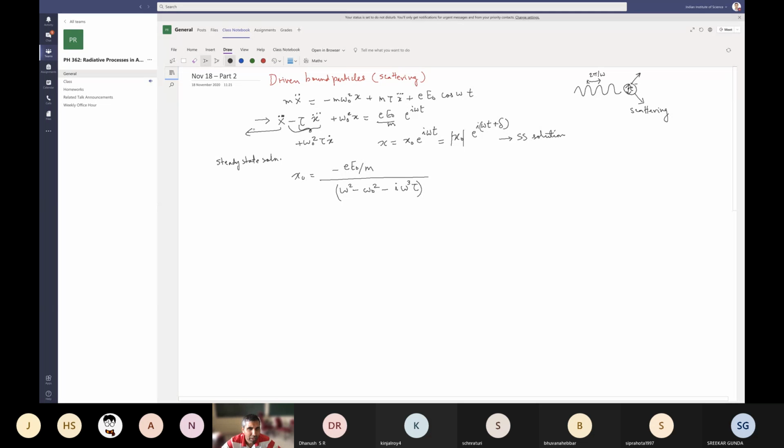This just becomes minus omega squared x. So minus tau x triple dot is equal to minus tau times minus i omega cubed x naught, which is equal to i tau omega cubed x naught.